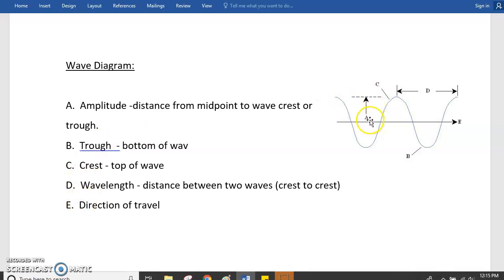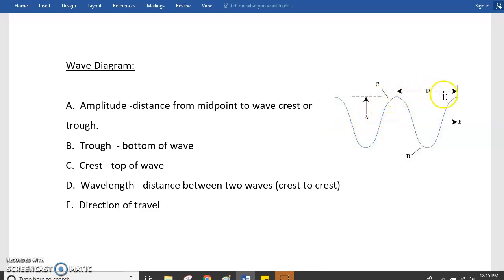A, the distance that the peak rises or falls below the midline, is its amplitude. In sound, amplitude corresponds to loudness. In light, this is brightness, how bright and shiny it is, how much energy it has. If it's got really tall peaks, it's got a lot of energy compared to something with short peaks. The bottom of the waves are called troughs, and the top of the waves are called crests.